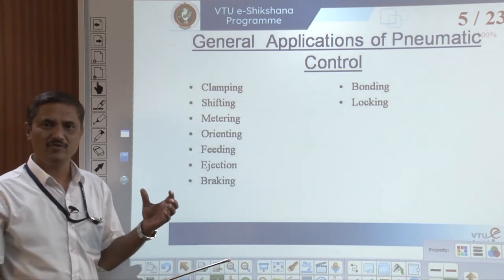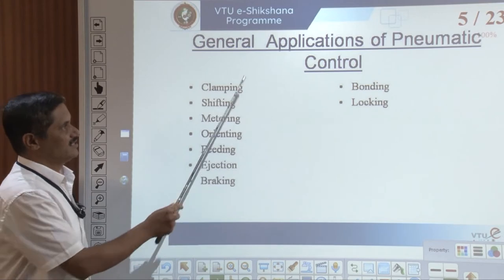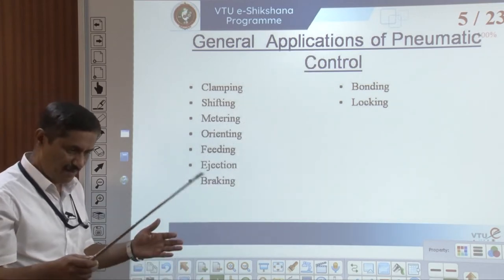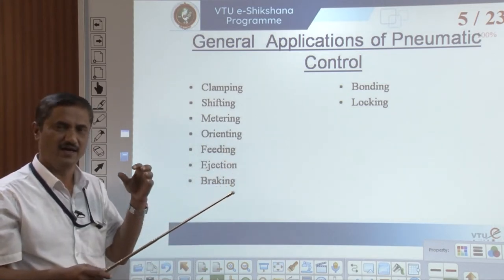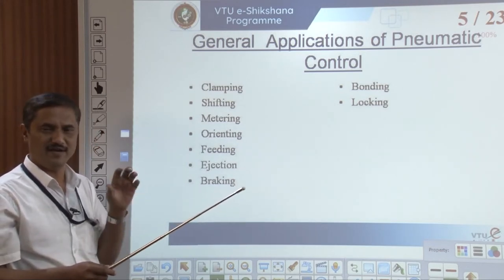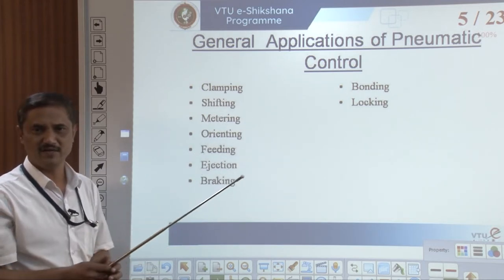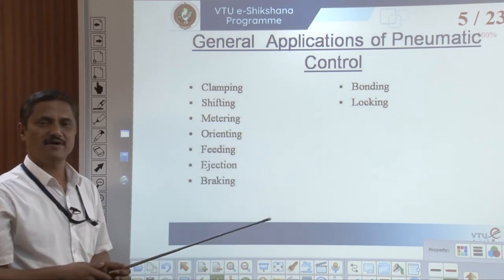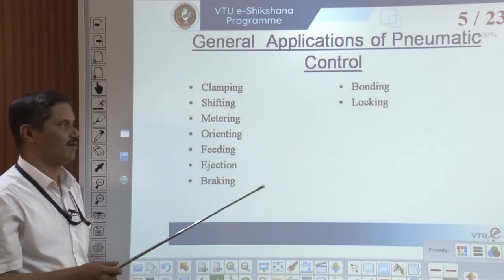Now I'll move on to some of the major applications of pneumatics. So a general application of pneumatic control is clamping. When you want to clamp an object before it is being machined, either drilling or milling, any kind of operations that you want to do, or fine boring kinds of operation, you have to initially clamp the object. Or sometimes you have to clamp some devices earlier to what you are trying to do on the component side.